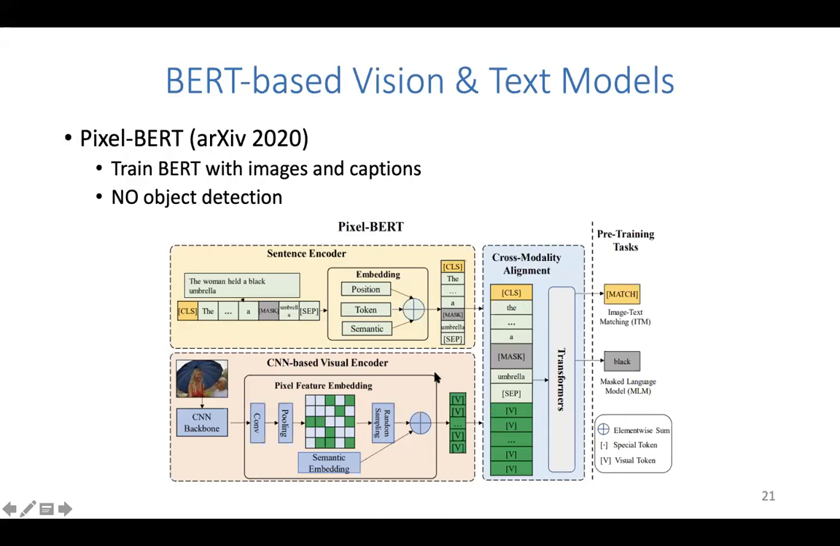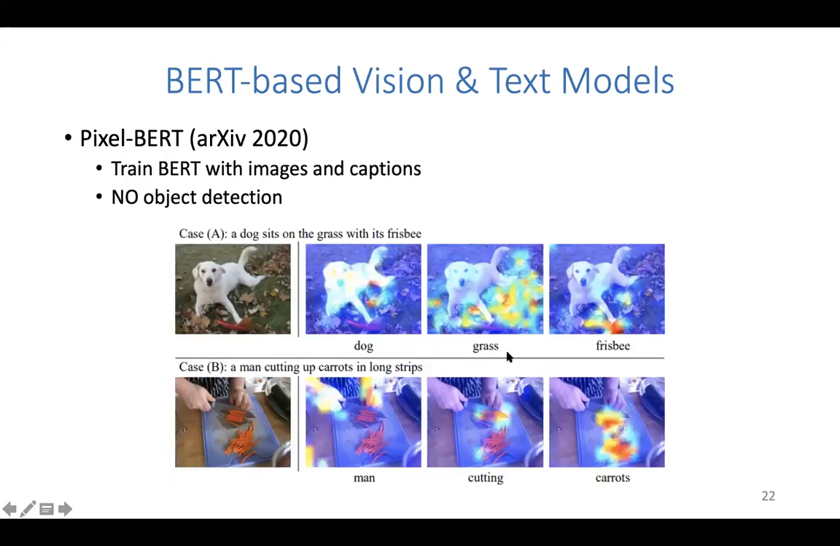So you're just tracking how the tokens in the word are attending to different fibers, and that's it. Here, the grass is attending to these fibers, and the word frisbee is attending to this fiber specifically. Same with the second example. Here, the given caption is a man cutting up carrots in long strips, and the word man is attending, interestingly, to the hands of the man. And then the word cutting is attending to the knife part, and the word carrots is attending to the carrot part. So it's doing a pretty good job, actually.